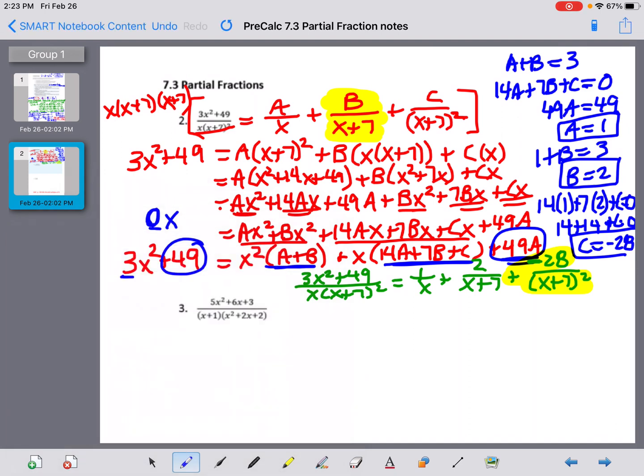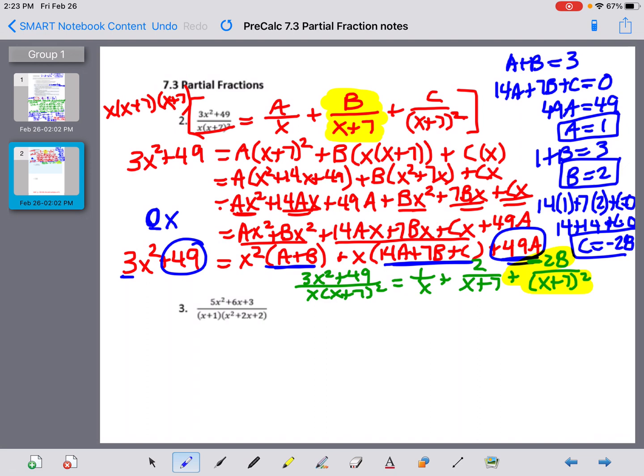Notice everything's factored for me. If you look at x squared plus 2x plus 2, are there factors of 2 that add to make 2? No, that's not factoring anymore. That's all factored for me. I have 2 factors in my denominator, but notice one of them is a quadratic. Okay, so this is my third scenario.